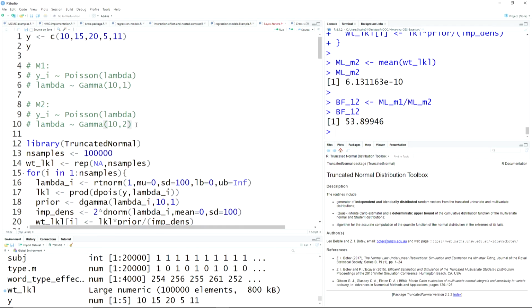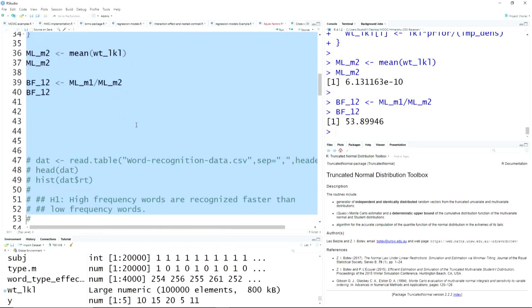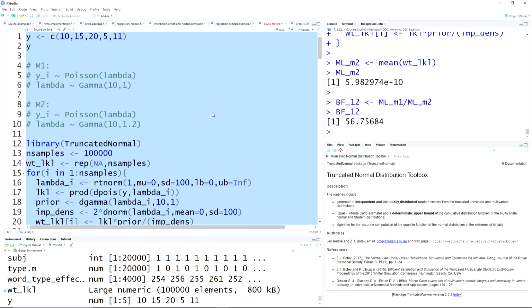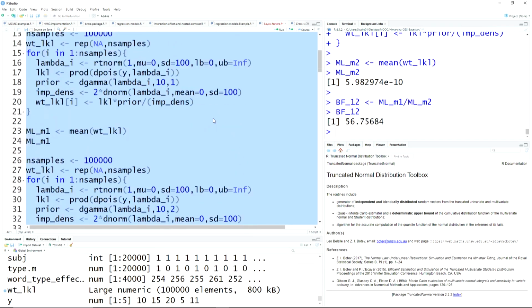And when it is even closer, let us say gamma 10 1.2. Now, the prior is almost the same. So, let us see what the Bayes factor would tell us. Okay, we did not change it here.